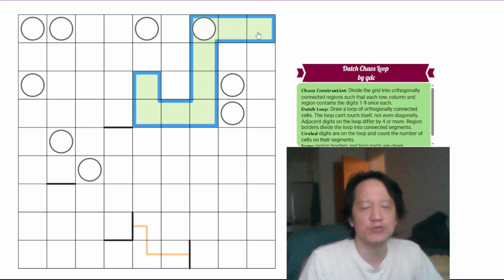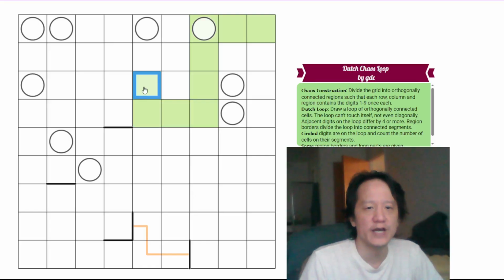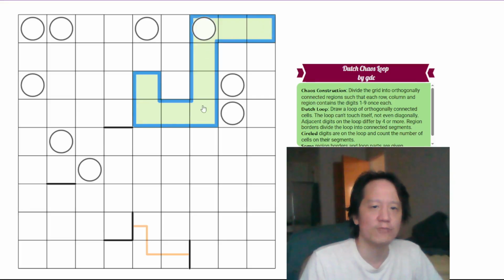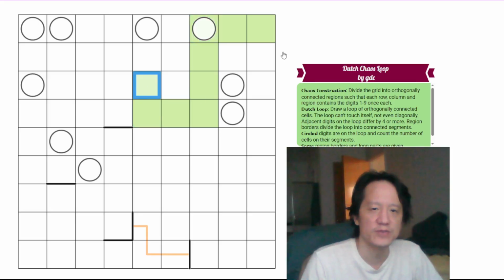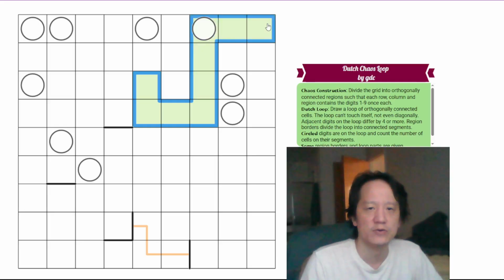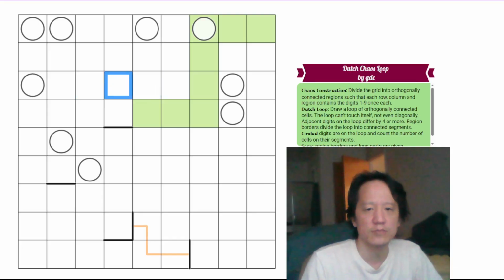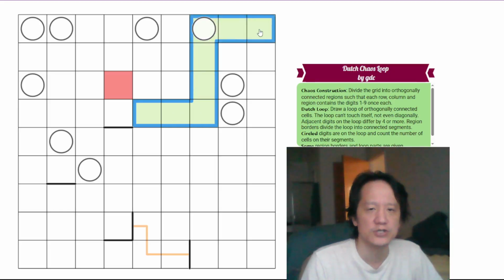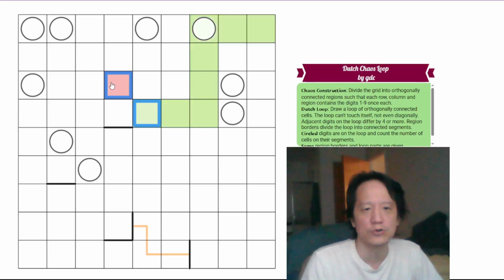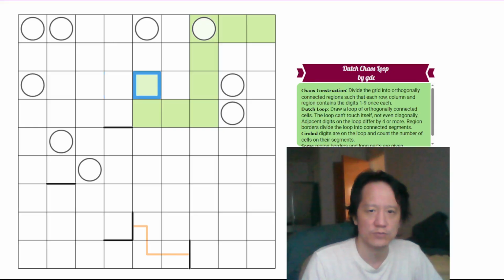So orthogonally connected regions means that you can go from any cell in that region to any other cell in the region, staying within that region just by going through edges. So this is a valid orthogonally connected region, because say you wanted to go from this cell to this cell, you can just by going through edges and staying within the region. This is not valid, though, because to get from this cell to any other cell in the region, you would either have to go outside the region, or you would have to go through a corner, which is not allowed. So that's a chaos construction rule set.